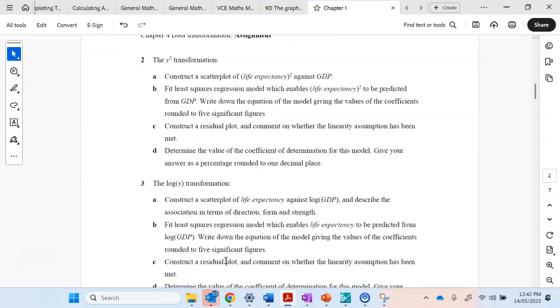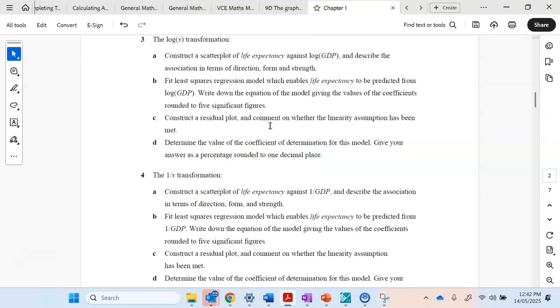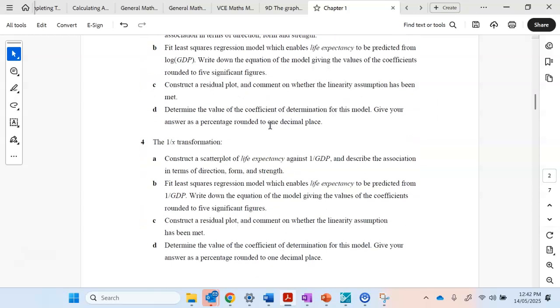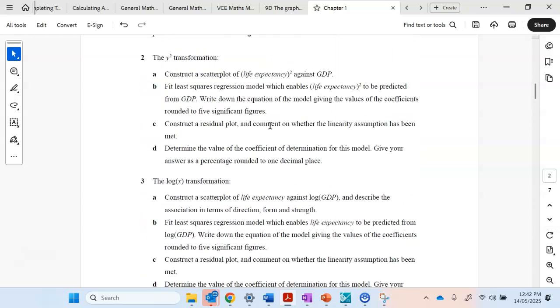So we're looking now at each transformation. So you'll notice that the questions are pretty much the same thing. All right, so questions 2, 3, and 4 are doing the transformation and checking it.